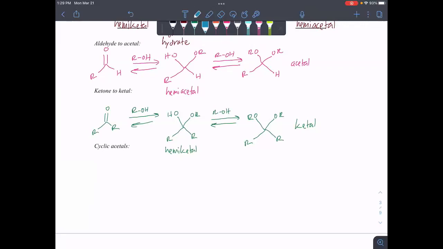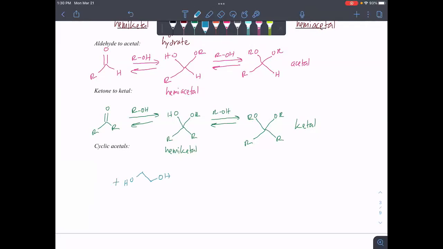Okay, and then there's one more reaction for these. You can make cyclic acetals if you use a diol. So if you use a normal alcohol with one OH, you get a hemiketal, whatever. But if you use a diol like this, you end up attacking from both sides and get a cyclic version.